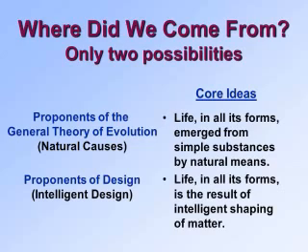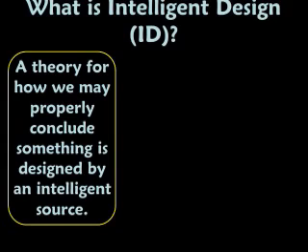Based on the natural causes that we see. What do I mean by intelligent design? I mean a theory for how we may properly conclude something is designed by an intelligent source. I think you can examine that. That's exactly what SETI is doing. They're looking into outer space, looking for things that are not natural in the natural world, and they're trying to conclude something intelligent did that. You see what I'm saying? I think that's perfectly good reasoning. The theory of intelligent design is there is lots of evidence in the natural world that points to intelligence behind it.